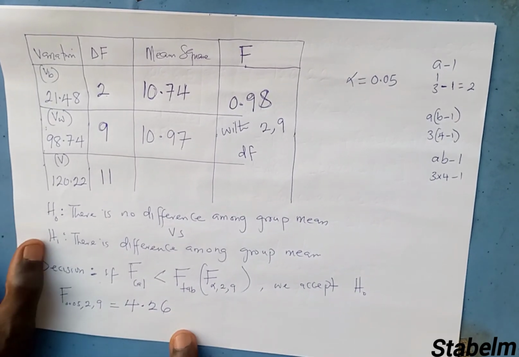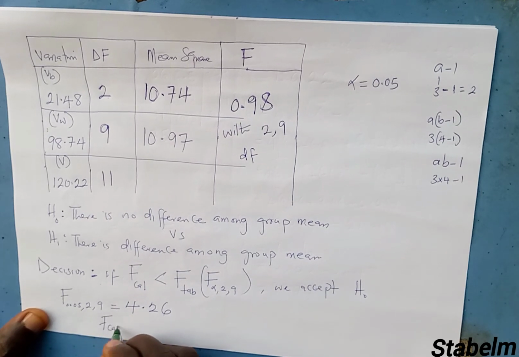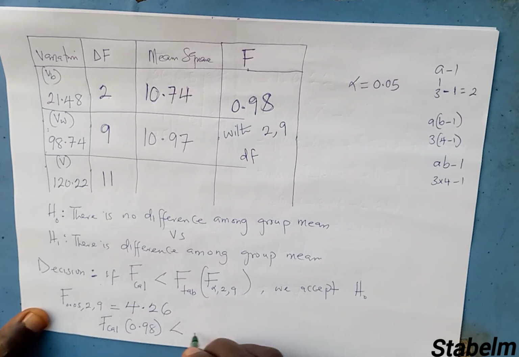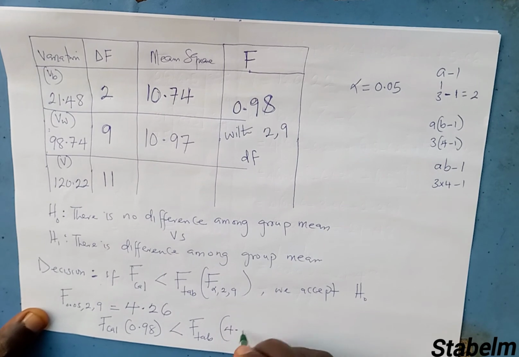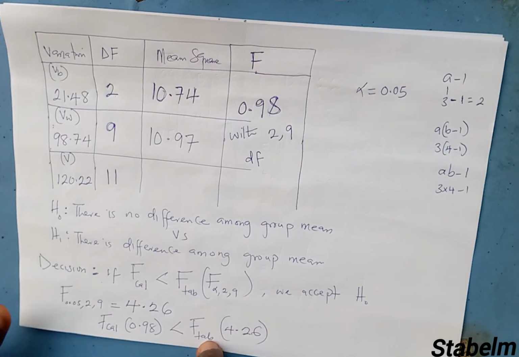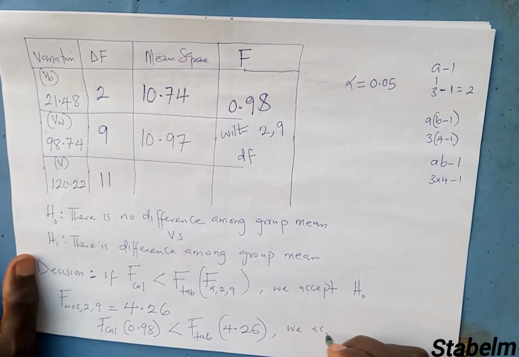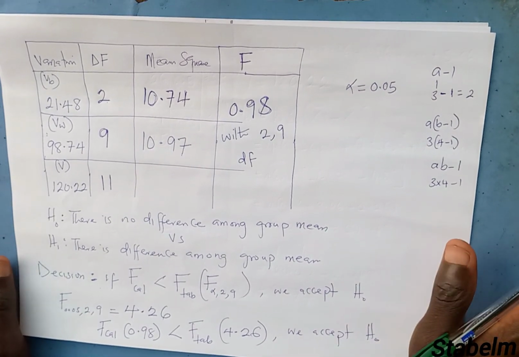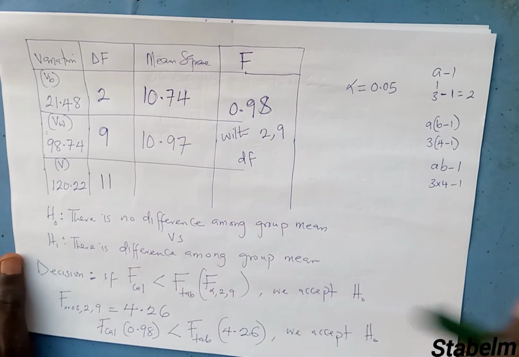Now, what do we see here? We can see that our F calculated, which is 0.98, is less than F tabulated, which is 4.26. So what kind of decision do we take? We accept H naught, and the fact that we accept H naught means there is no difference among the group means.